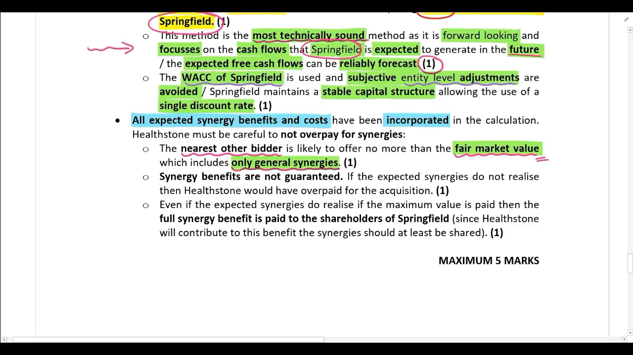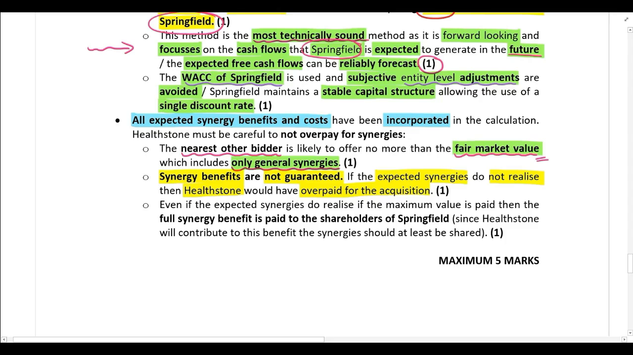In addition to that, synergy benefits are not guaranteed. The expected synergies might not actually realize, so they might not materialize. And if they don't materialize, then Healthstone would have overpaid for the acquisition.